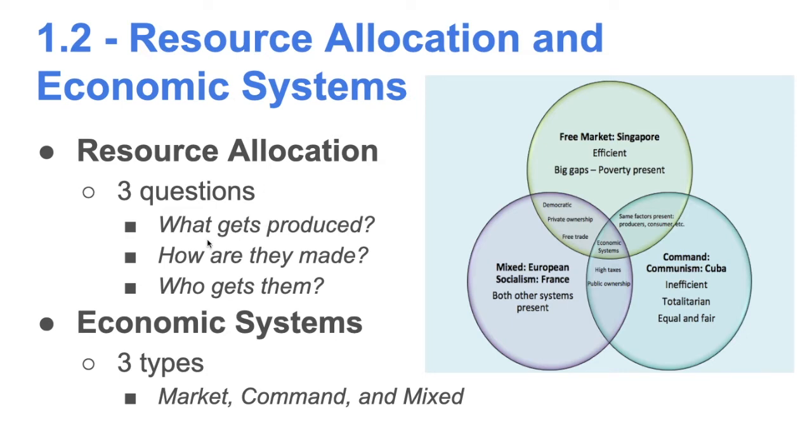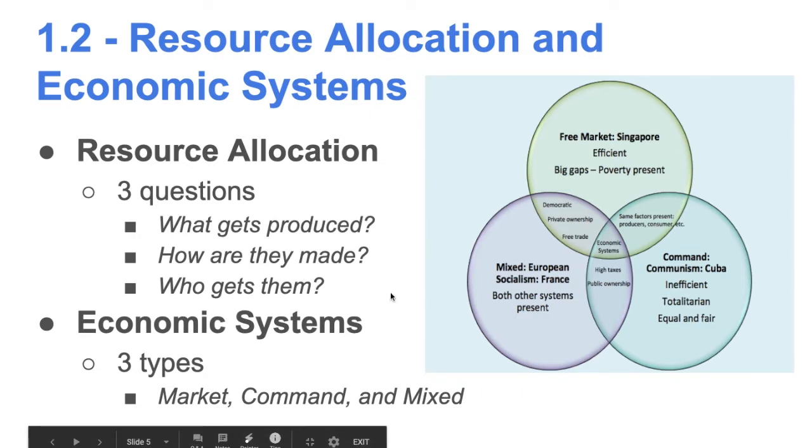Going back to those questions: what gets produced, how are goods made, who gets to consume goods and services? The answers to those questions determine whether we are living in a market economic system, a command economic system, or somewhere in between, what would be called a mixed economic system. In a market economic system, the government is completely out of the picture, or what we would call laissez-faire. They are hands off.